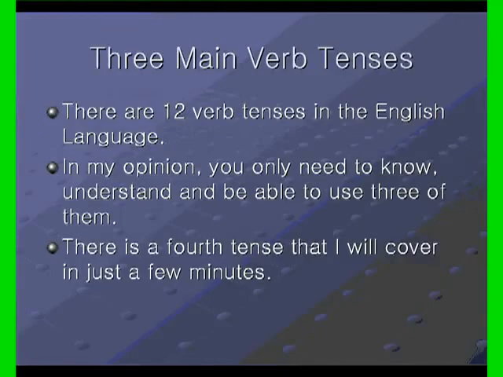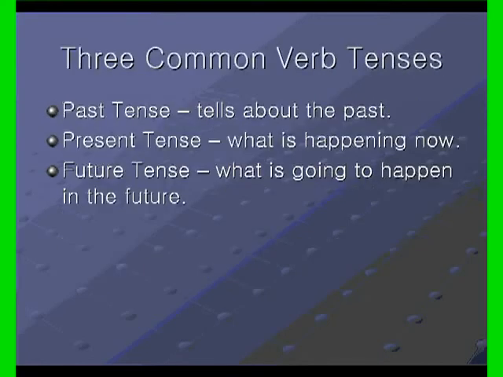Today we're going to take a look at three main verb tenses. As you know, there are 12 verb tenses in the English language. However, in my opinion, you only need to know, understand, and be able to use three of these verb tenses in your daily conversational English. I'm not saying that the other ones are not important or that you don't use them, but I'm just trying to simplify things so that learning English will be easier for you. There is a fourth verb tense that I will cover in just a few minutes, but for now, let's stick with the three common verb tenses.